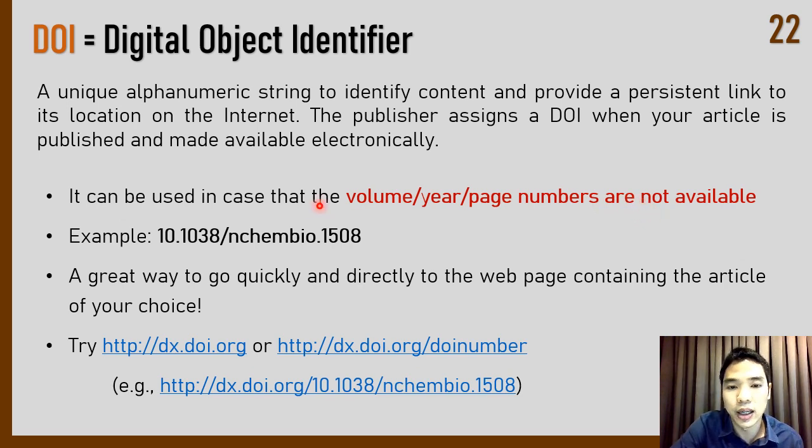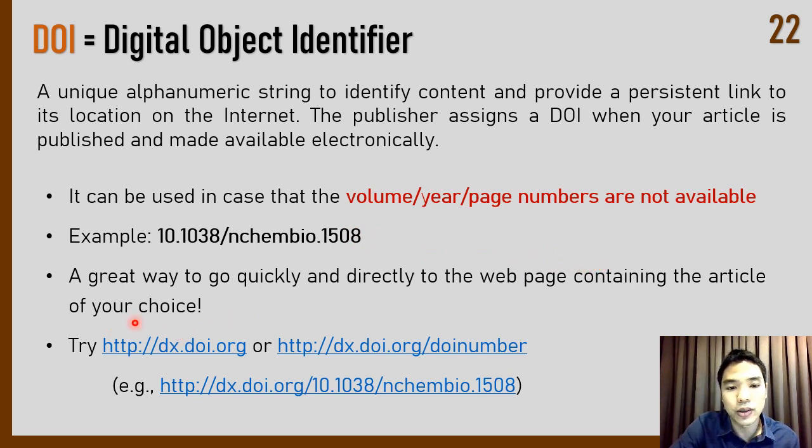So you can replace this information using the DOI, which is the Digital Object Identifier number. It is a unique alphanumeric string to identify content and provide a persistent link to its location on the internet. The publisher assigns a DOI when your article is published and made available electronically. After that, it will need some time for the publisher to generate the volume number, year, and page numbers. For example, it comes in this kind of format.